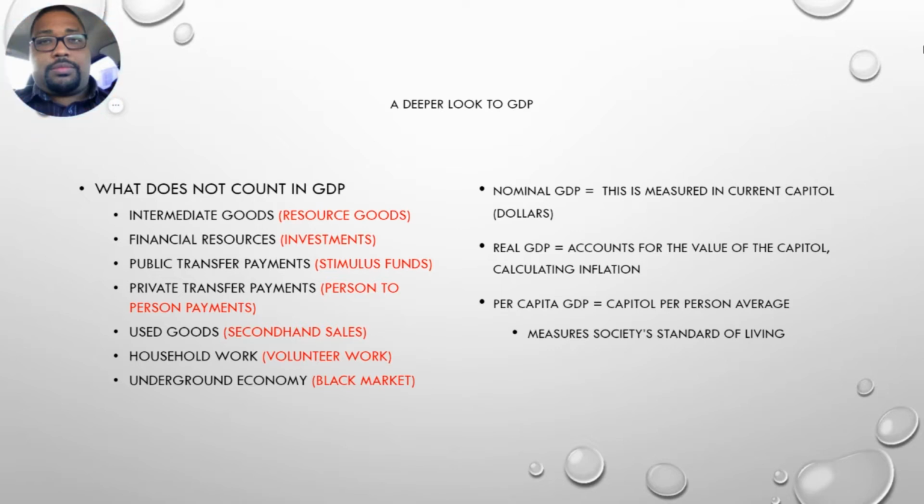What does not count in GDP? Well, first, let's talk about intermediate goods. These are resource goods. Any good that you use to create another good is considered a resource good. It does not count. Financial resources, this is investments, because this is essentially the shifting of finances from one to another. Public transfer payments, stimulus funds, again, doesn't count. Private transfer payments, this is person-to-person payments.